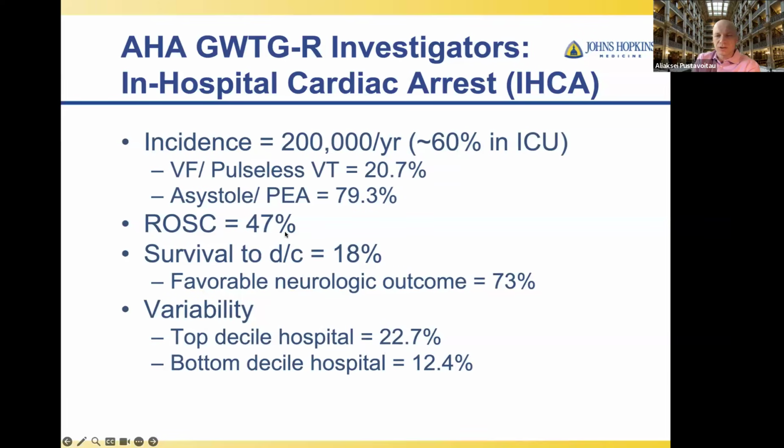Overall, return of spontaneous circulation is 47%, but it's largely driven by the arrhythmias, right? And those have much better outcomes. Even though we get ROSC in 47%, or half of those, survival to discharge is only 18%. And out of those who survive to discharge, about 3/4. So there is variability in terms of who makes it, right? If you're in a top performing hospital, more people will survive to discharge and have better neurologic outcomes. If you're at the bottom, fewer patients will do that.